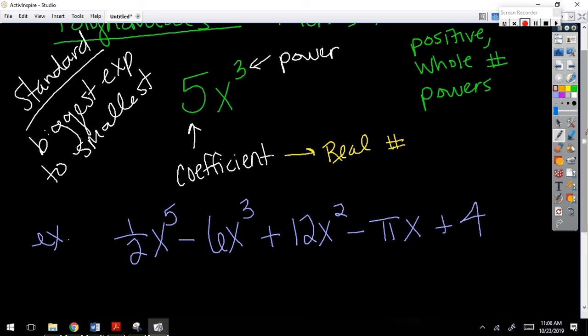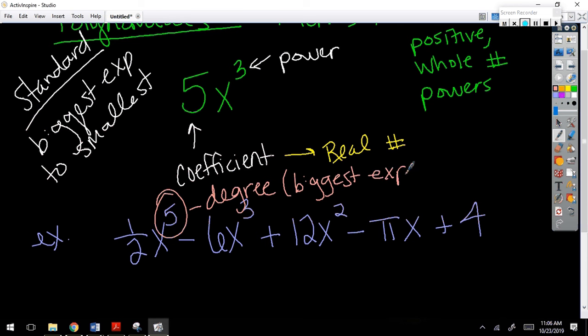Since we have determined that it is a polynomial, is it in standard form? Biggest exponent down to smallest, right? It's got to be in standard form for what I'm fixing to tell you. This exponent is called the degree. The biggest one is called the degree. Okay, we'll put that in parentheses. So this is a polynomial of degree 5.